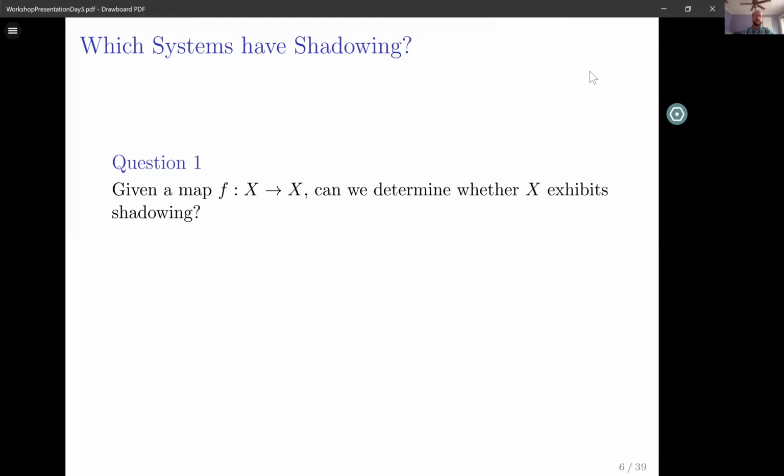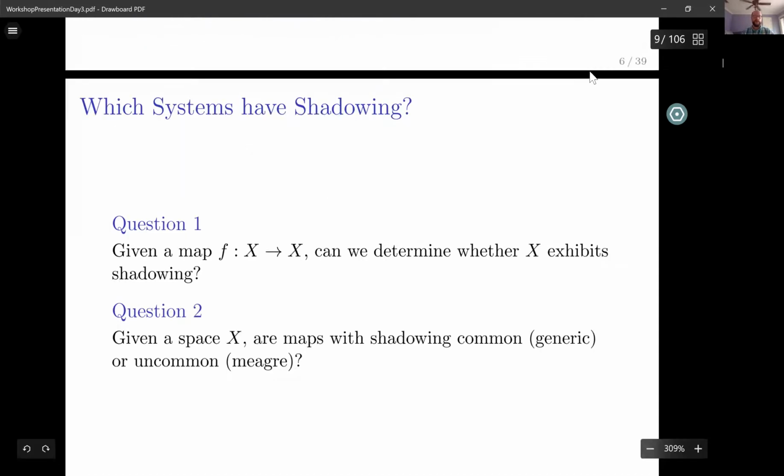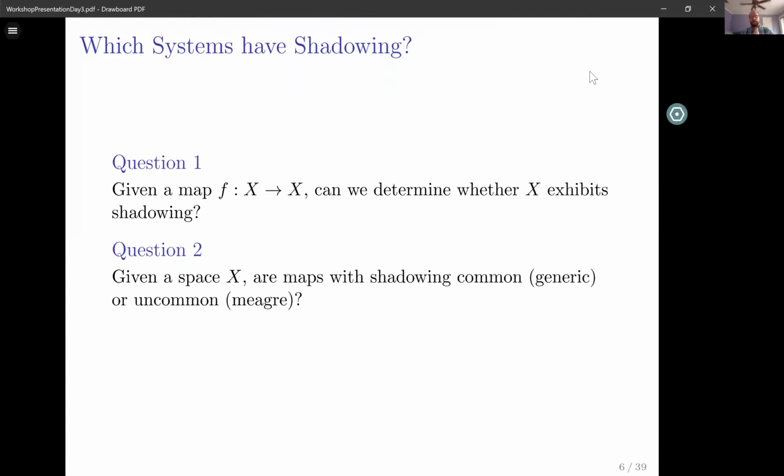So the question I'd like to address today is a little bit different. Rather than, given a map, can I determine if it has shadowing, let's talk about this: given a space, should we expect a map to have shadowing? The question we're going to address is, given a metric space X, are maps with the shadowing property common in the sense of topology or uncommon in the sense of topology?